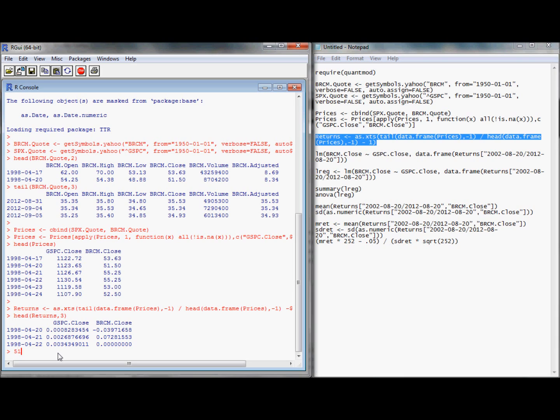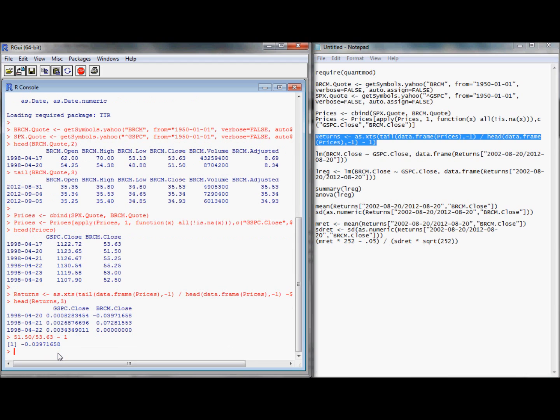We first take the first two prices from Broadcom from the prices variable and divide the April 20 price by the April 17th price and subtract one. You notice that the numbers match what's in the returns.